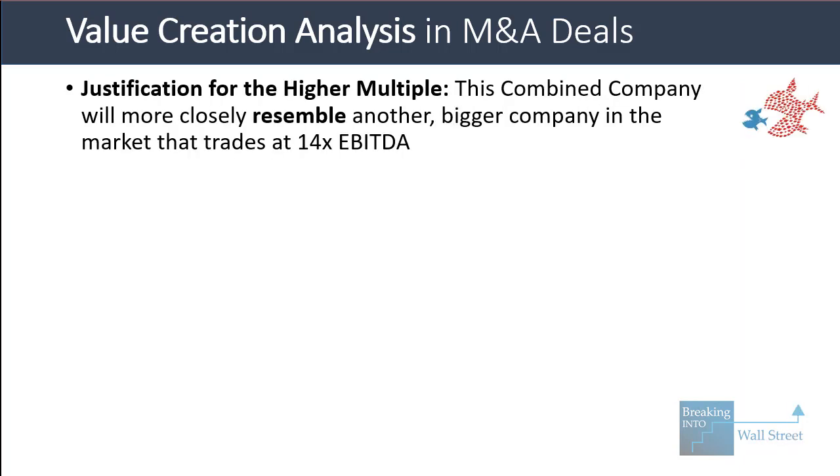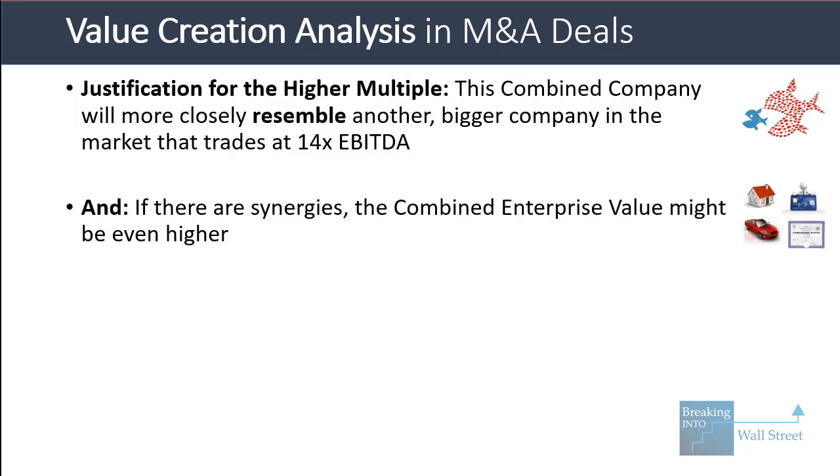The justification for this higher multiple is usually that the combined company will more closely resemble another bigger company in the market that actually trades at around 14 times EBITDA or some other higher multiple. If there are synergies, the combined enterprise value could be even higher than that because the combined EBITDA will be higher as a result of these synergies.